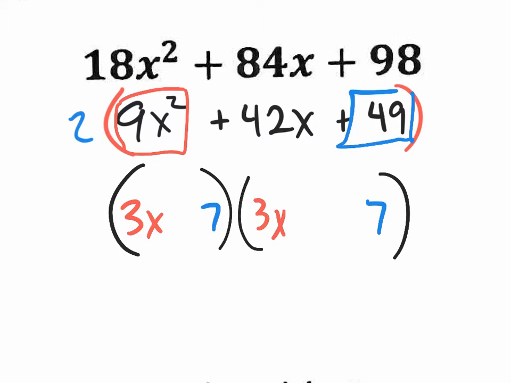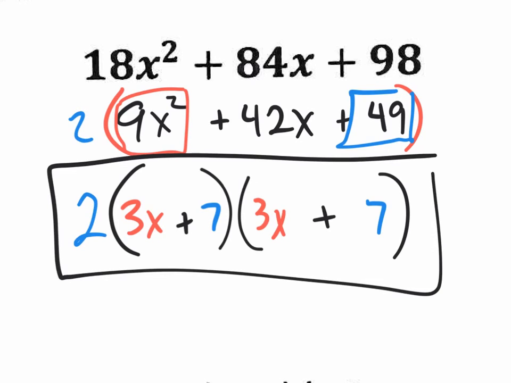Now how about those signs? Plus and plus. Now let's just verify. I'm not even going to show my work, I'm just going to do it in my head. 3x times 3x, 9x squared. So far, so good. 3x times 7, 21x. 7 times 3x is another 21x. So if you added both 21x with 21x, you really will get the 42x. So it does work. I don't need to show my work, but you should double check it. Bring down that 2, and all they're asking for is the factor. You are done.